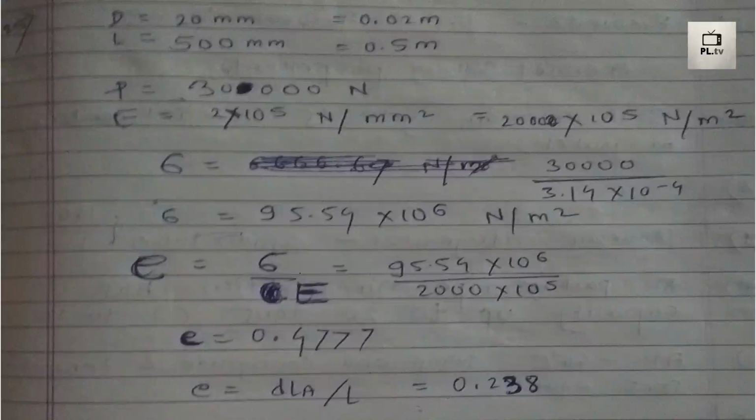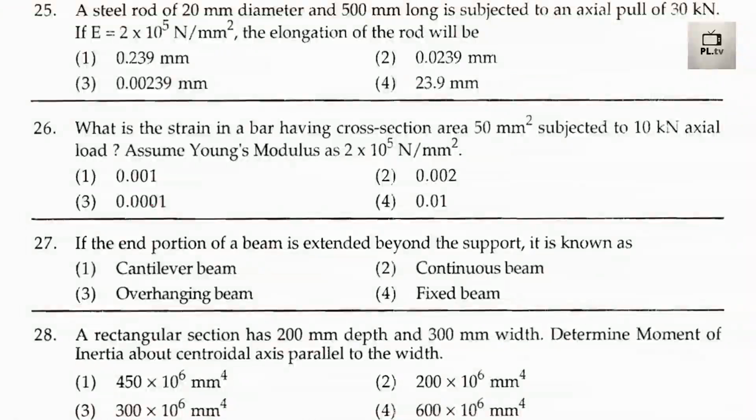After finding the strain, we have to find the elongation. Strain is equal to elongation upon length. By this we can find the elongation, which is equal to 0.239.